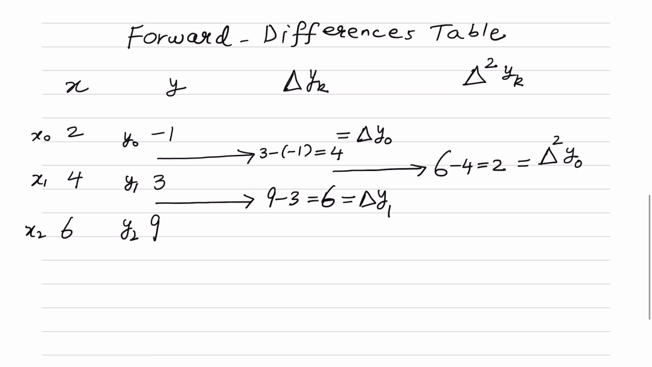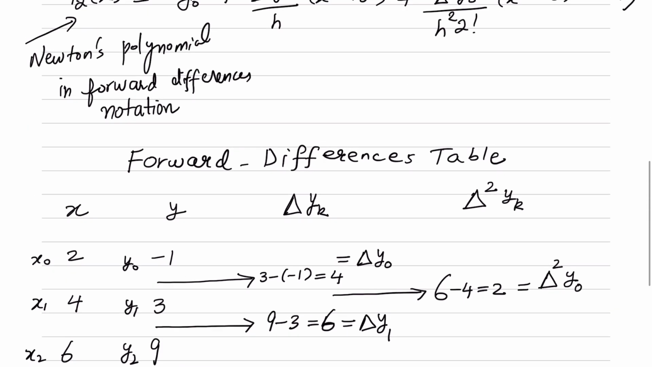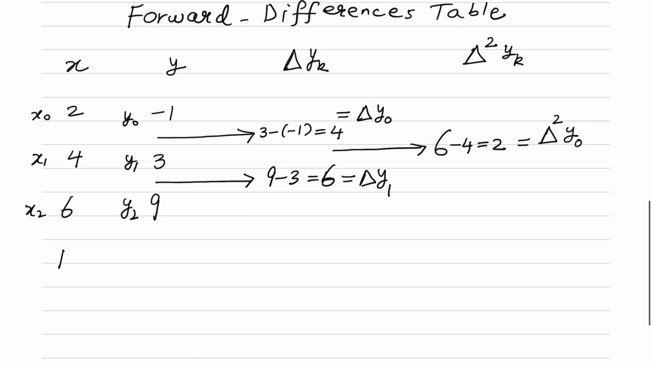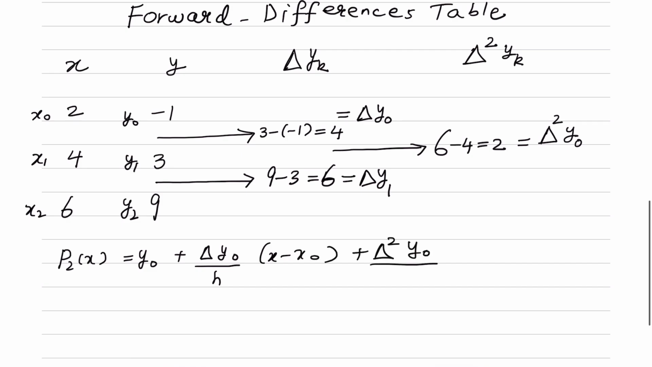So now let's plug these values from the table in this polynomial P2 of x. So we have the polynomial P2 of x is y0 plus del y0 over h times (x minus x0) plus del square y0 over h square 2 factorial times (x minus x0) times (x minus x1).